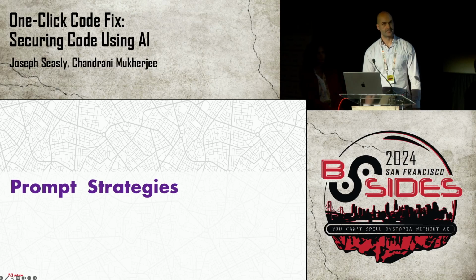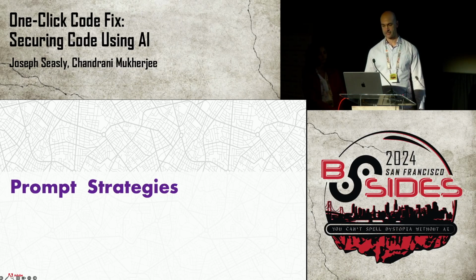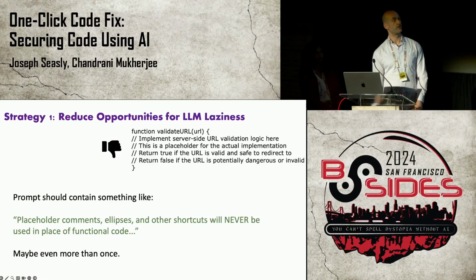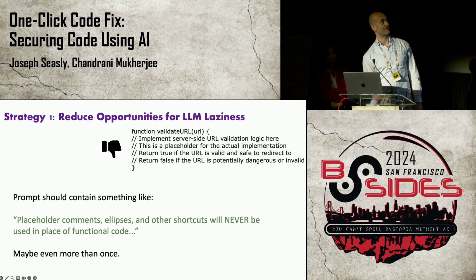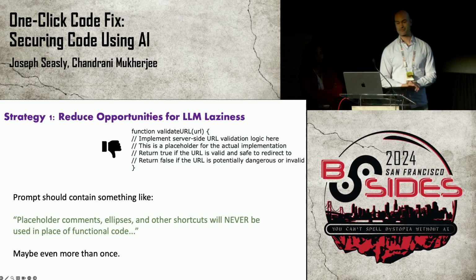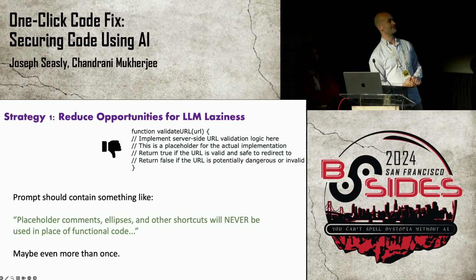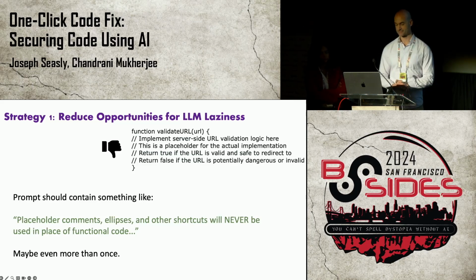And there are some prompt strategies that we learned along the way that ended up being pretty valuable, and we'd like to share. The first one is you always want to reduce opportunities for LLM laziness. What you see in the upper right-hand corner is an actual function provided as a fix from GPT-4. So that's not what you want. Your prompt should contain something like: placeholder comments, ellipses, and other shortcuts will never be used in place of functional code, and maybe more than once.